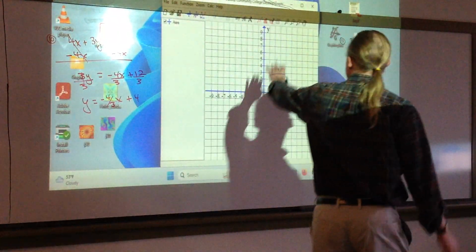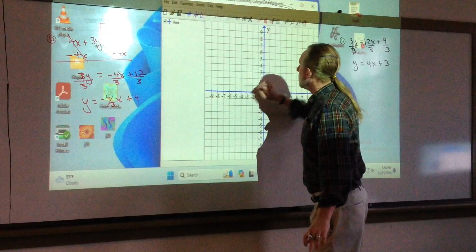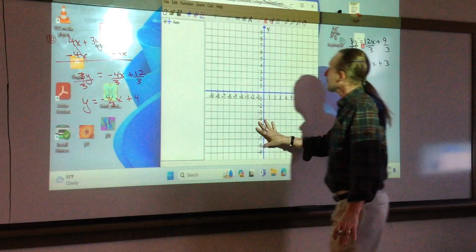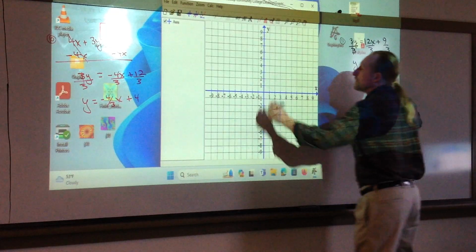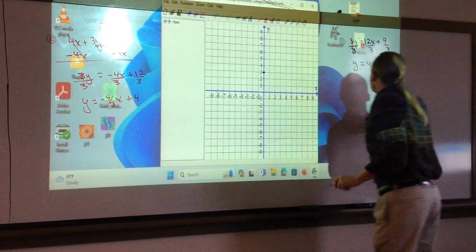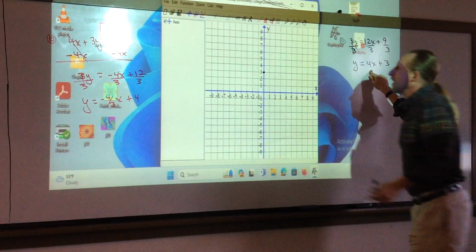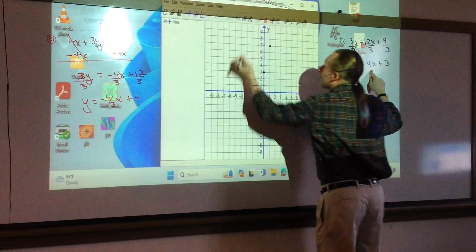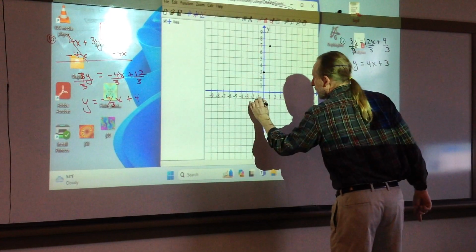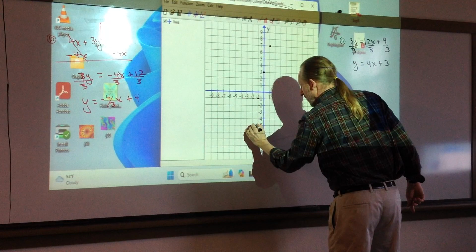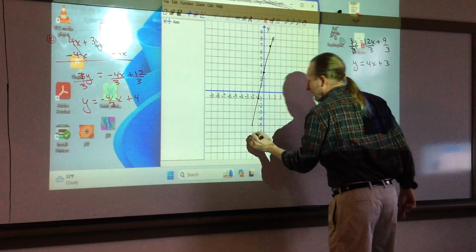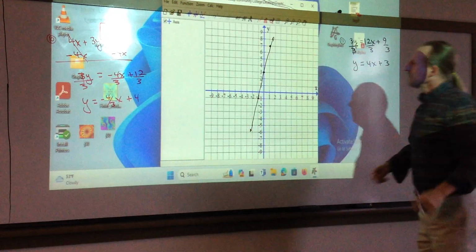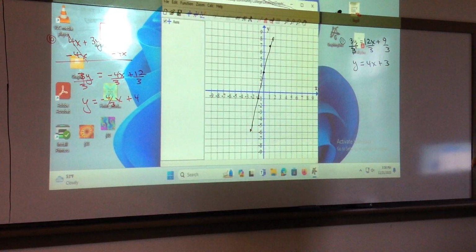Okay, so I've got the x and y axis here already. All my tick marks are labeled, so I'm ready to graph. The y-intercept here is (0, positive 3). And then the slope is 4 over 1. So I can go up 4 and over 1. I can go back 1 and down 4. And then we'll get a line that looks something like that. Okay.